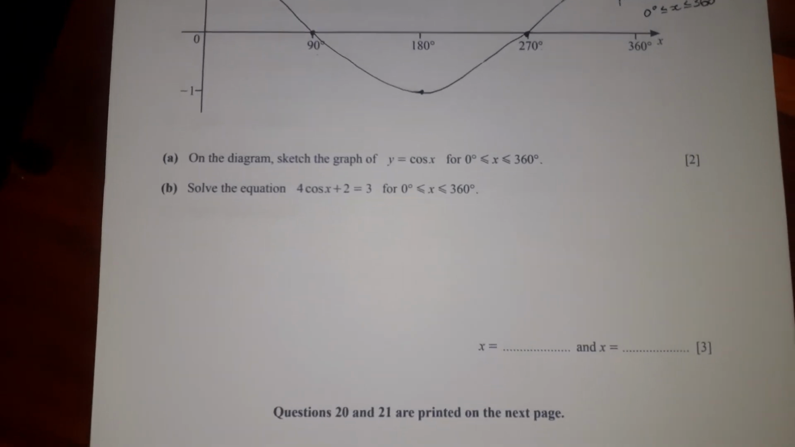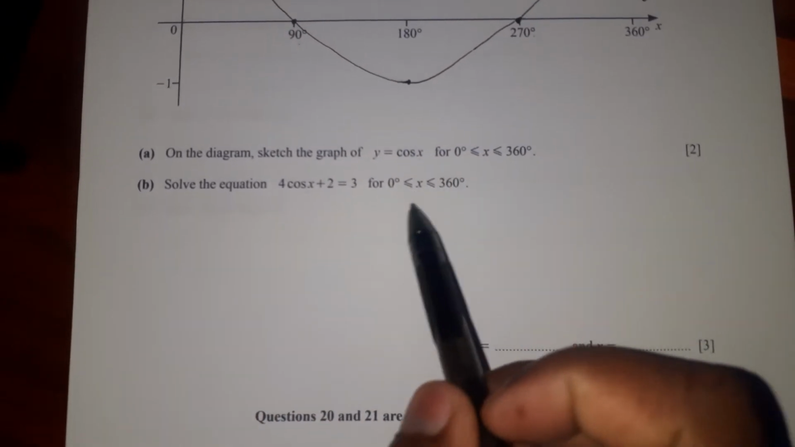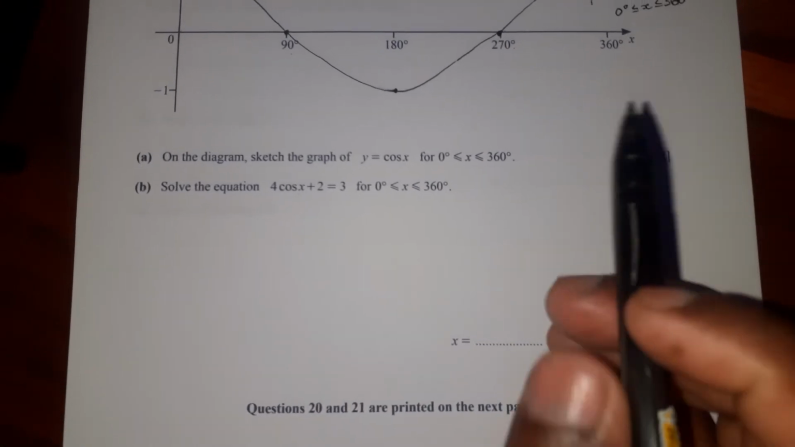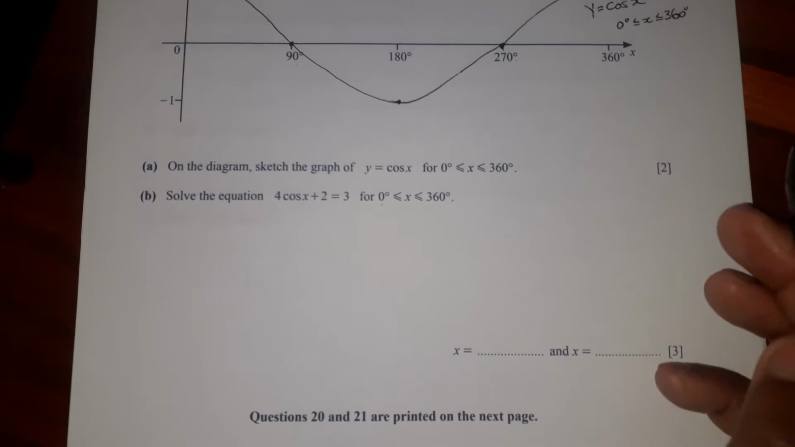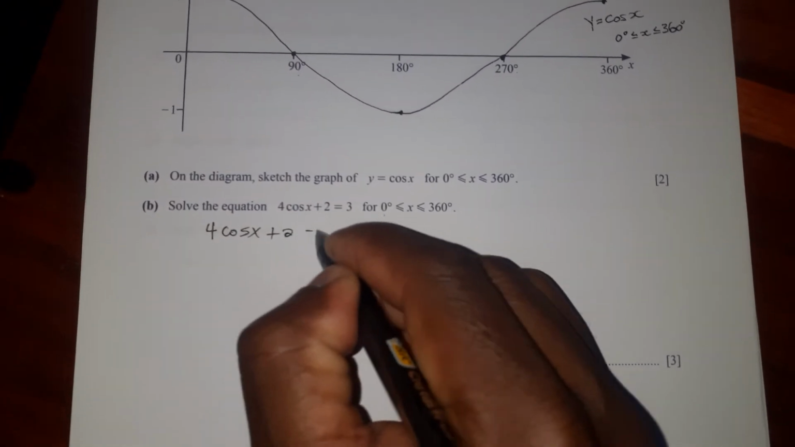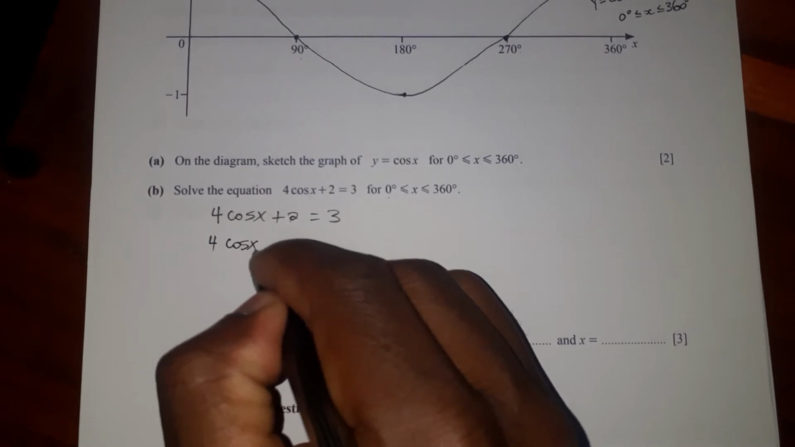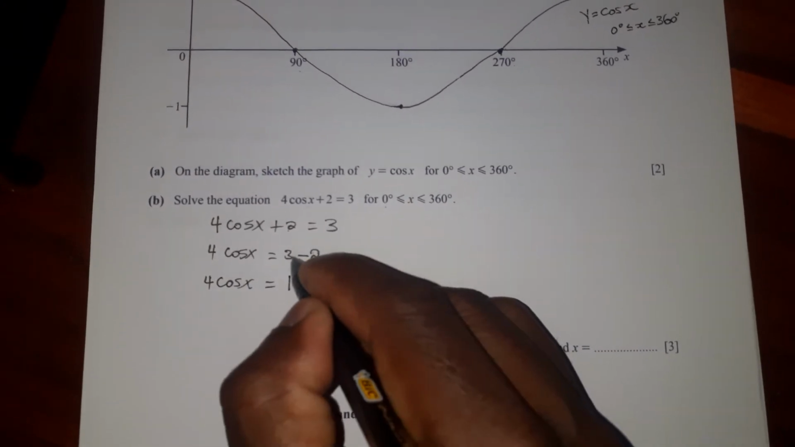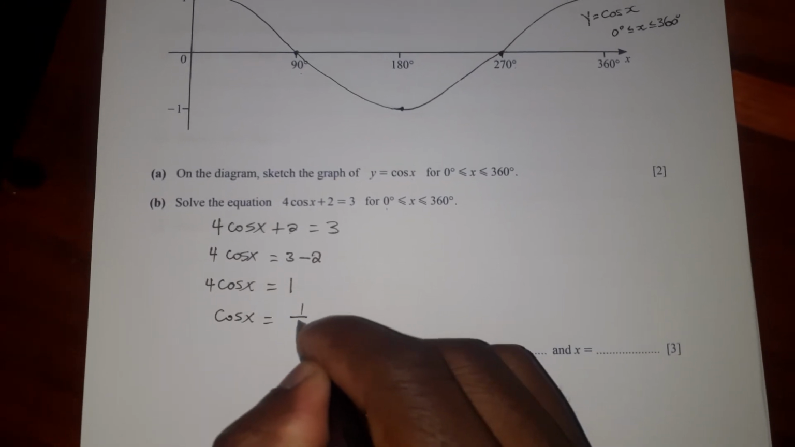Now after that, letter B. What we need to do here is solve the equation 4 cosine x plus 2 equals 3 for the same interval, x being between 0 degree and 360. That means we want to get two answers. Those two answers should be between 0 and 360. Now we can rewrite the equation 4 cosine x plus 2 equals 3, and then we collect like terms. We move this positive 2 to the other side. Then this side we have 4 cosine x equals 3 minus 2, and then we have 4 cosine x equals 1. Then, since you are looking for x, we divide both sides by 4. Then we have cosine x equals 1 over 4.